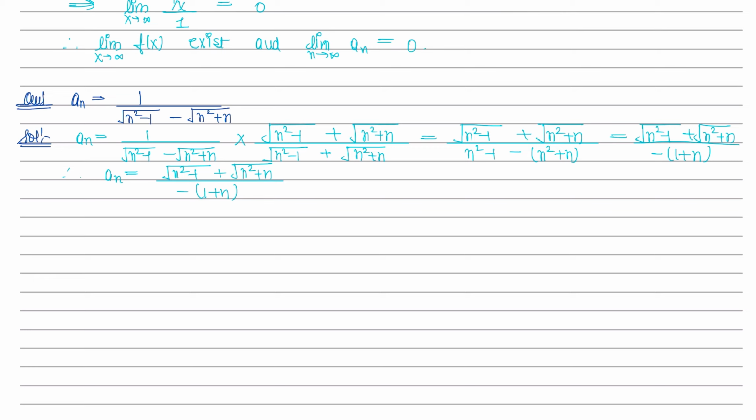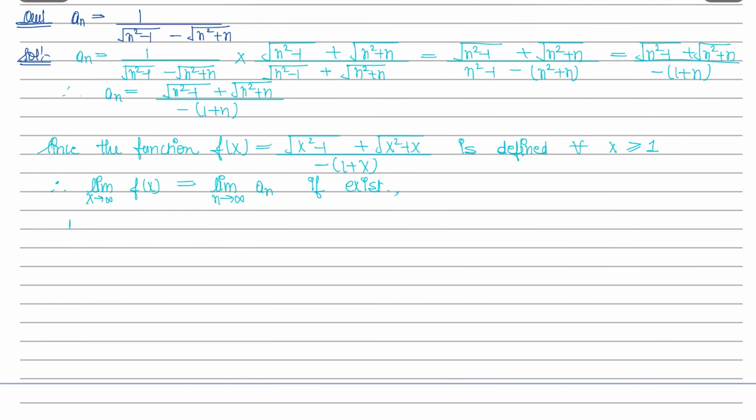Now, clearly this function f(x) is equal to square root of x squared minus 1 plus square root of x squared plus x, whole divided by minus of 1 plus x, is defined for all x greater than or equal to 1. Therefore, the limit as x tends to infinity of f(x) will be equal to the limit as n tends to infinity of a_n, if it exists. So let us find out the limit as x tends to infinity of f(x).